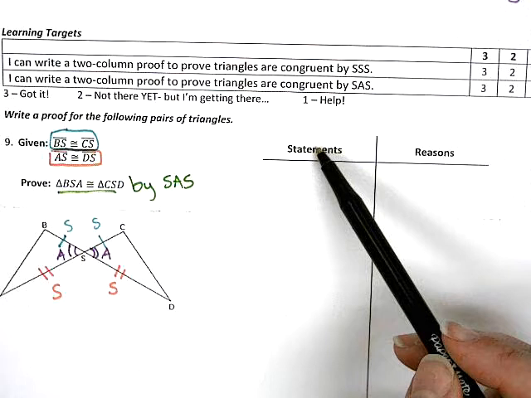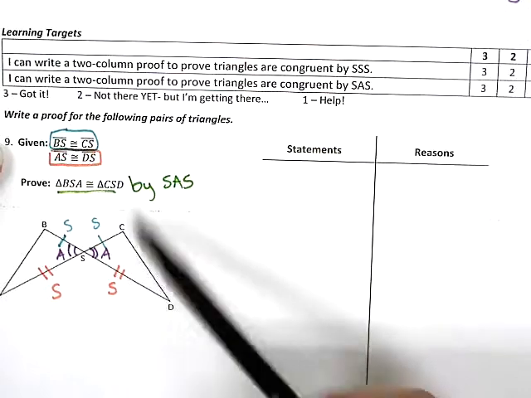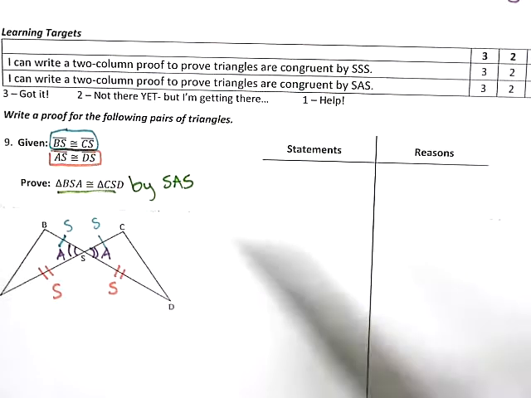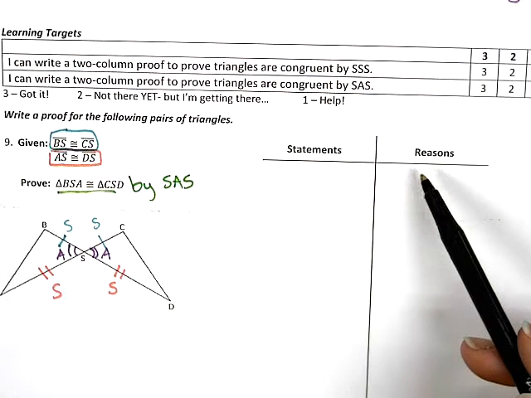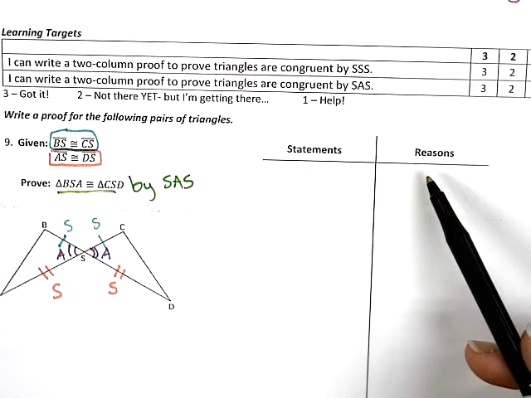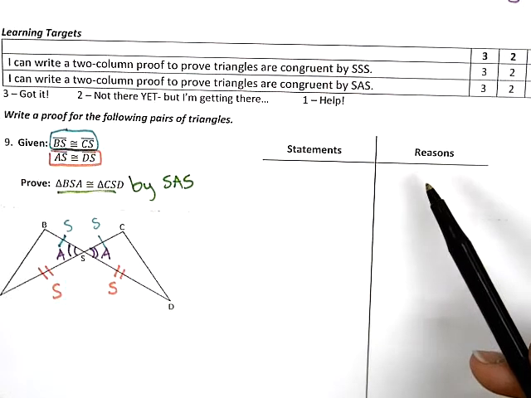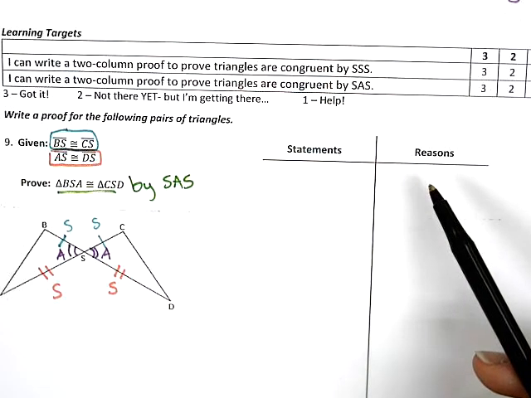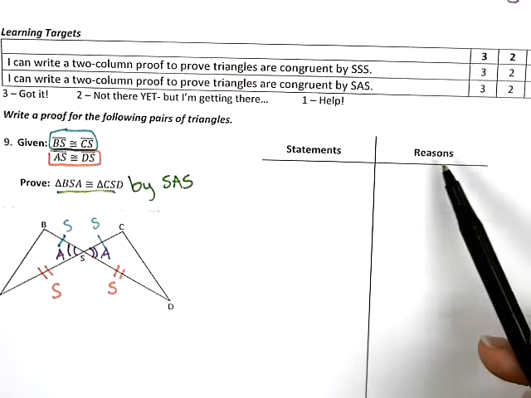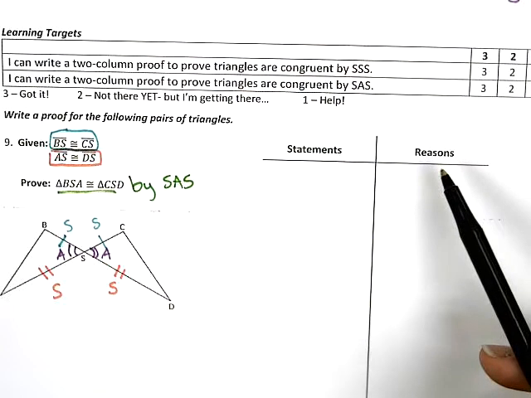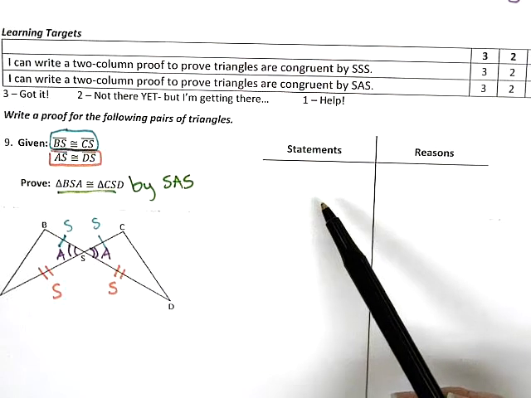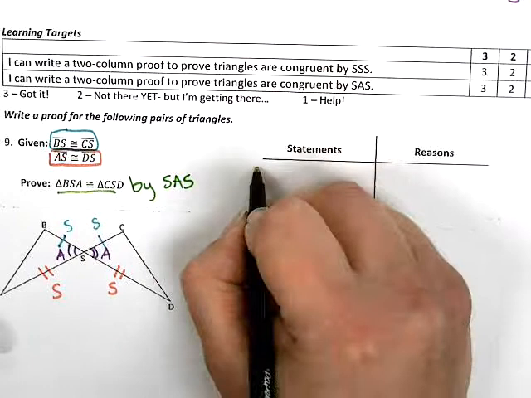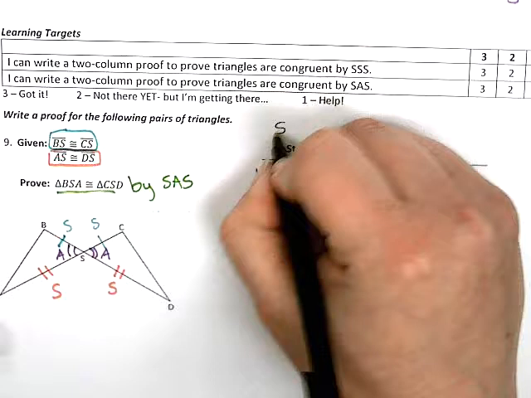Your statements are always going to be specific to the problem that you're solving. Your reasons are always going to be generic. Your reasons are going to be things like given, our if-then statements, reflexive property, or vertical angles. Your reasons can be used in any proof that we write, whereas our statements are going to be specific to the problem that we're working on.